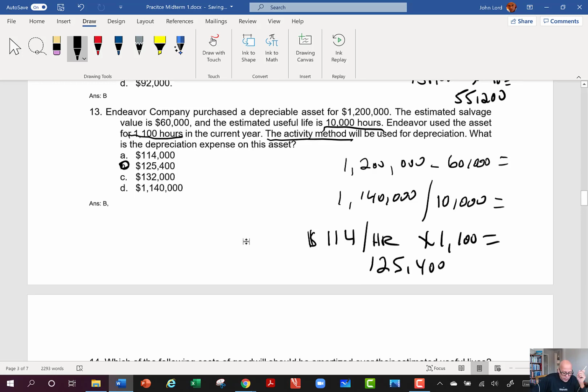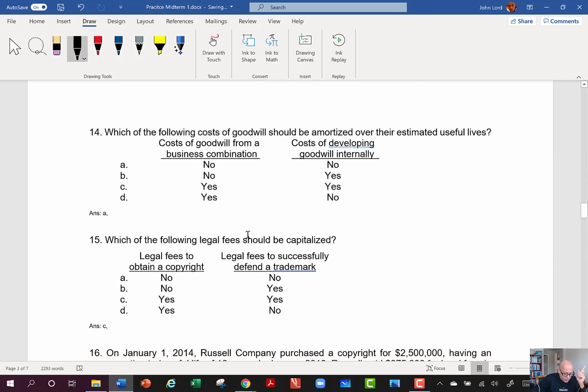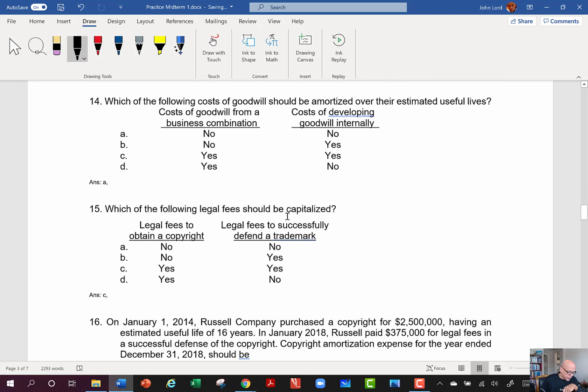Okay, good. Let's go ahead with number 14. Which of the following costs of goodwill should be amortized? Stop. I don't have to read the rest of this. We don't amortize goodwill. We don't create goodwill. We have to acquire goodwill from another entity. We acquire goodwill from another entity when we pay more than the fair market value of the net assets of that company.